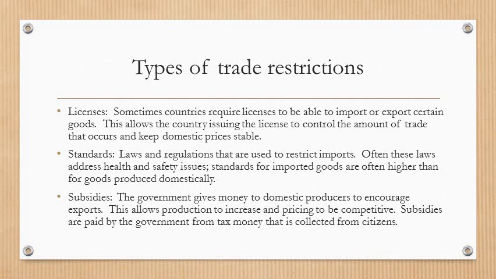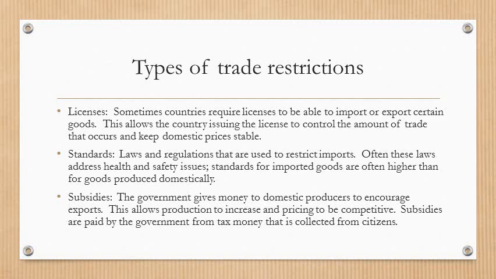Standards. Laws and regulations that are used to restrict imports. Often, these laws address health and safety issues. The standards for imported goods are often higher than for goods that are produced domestically. That makes it more difficult for the foreign producers to compete and introduce goods in the American market.